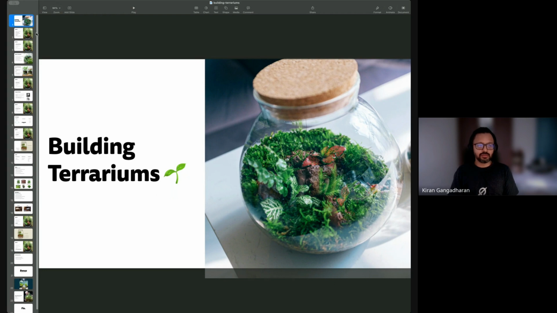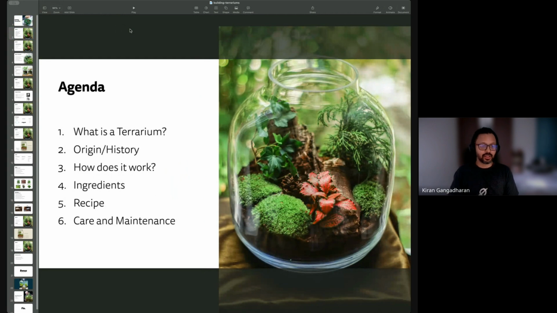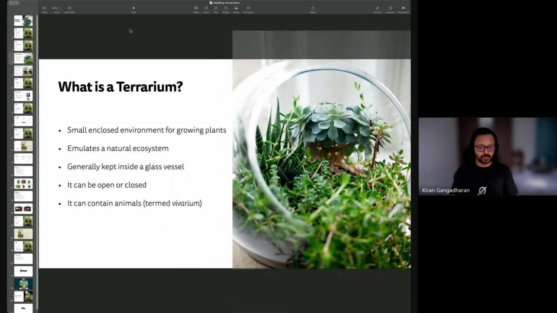Cool. Just before we start, has anyone tried building or has built a terrarium before? Okay, no, this is the right audience. Cool. I'll try to blow your brains, but yeah, promises. Okay, so roughly this is how we'll do this. So let's just start with your quintessential definition. Sorry. One second.